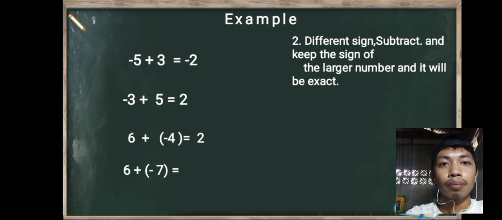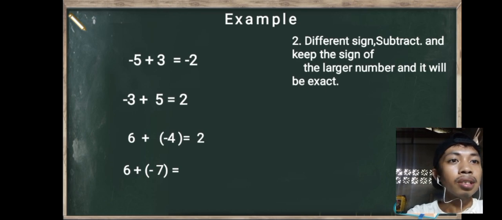The next one is 6 plus negative 7. According to the rule, we need to subtract the smaller number from the larger number, and that is 7 minus 6. Our answer is negative because the larger number is negative. So our answer in this case is negative 1.